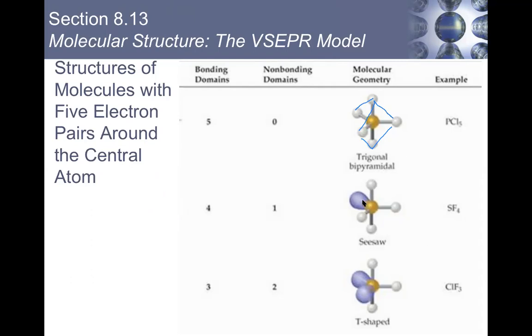If you replace 1 single bond, you get something called a seesaw. And if you replace 2 single bonds, you get something called T-shape. You'll see this in 1 second. So let's do this.